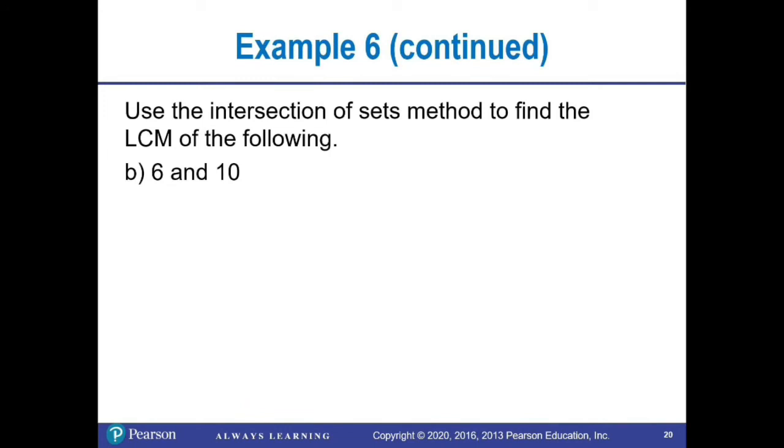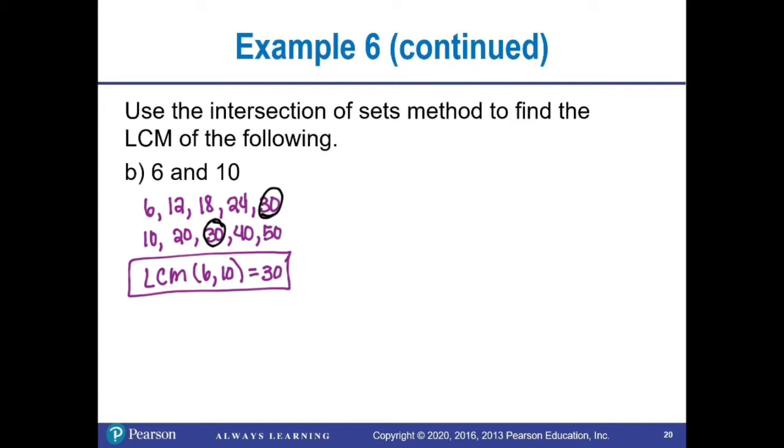Let's look at another example. I want to use the intersection of sets method to find the LCM of 6 and 10. So I'm going to list about the first 5 multiples of 6. 6 times 1 is 6, 6 times 2 is 12, 6 times 3 is 18, and so on. And then I'll list the first 5 multiples of 10. 10 times 1 is 10, 10 times 2 is 20, 10 times 3 is 30, and so on. I want the smallest number that's in both lists, which would be 30. And so the LCM of 6 and 10 is 30.